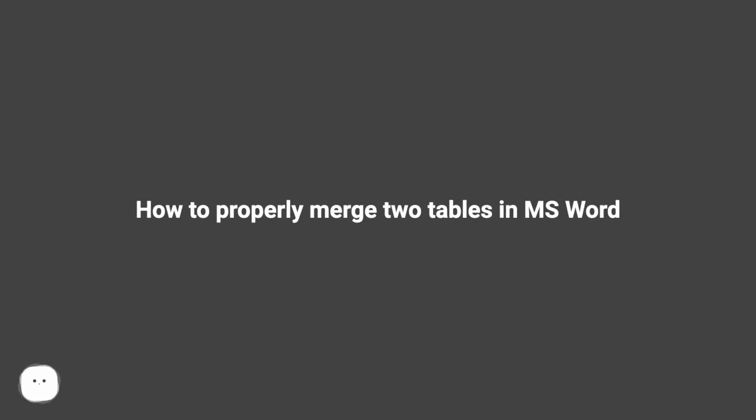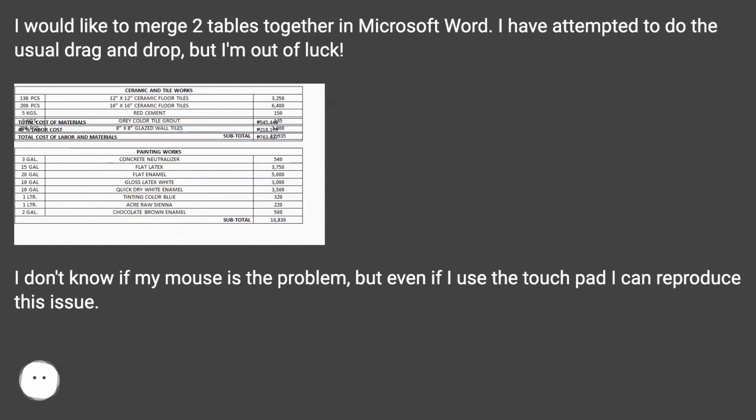How to properly merge two tables in MS Word. I would like to merge two tables together in Microsoft Word. I have attempted to do the usual drag and drop, but I'm out of luck. I don't know if my mouse is the problem, but even if I use the touchpad I can reproduce this issue.